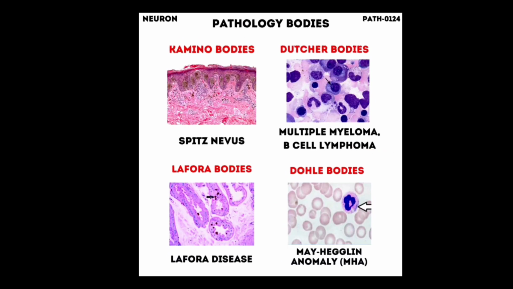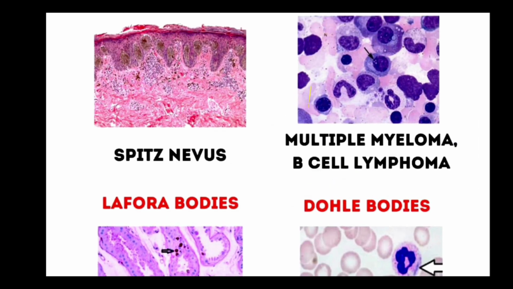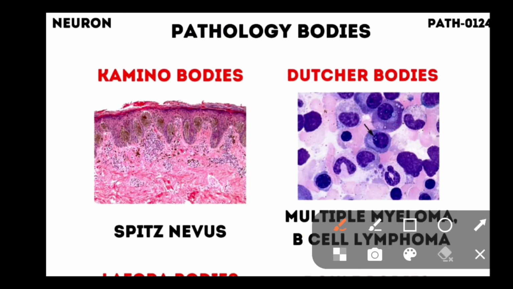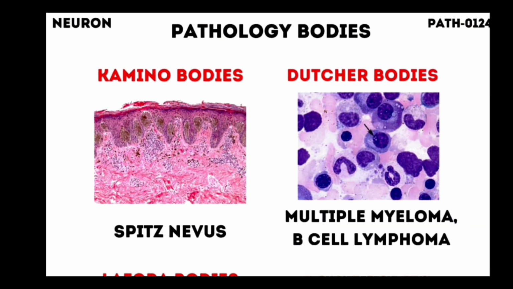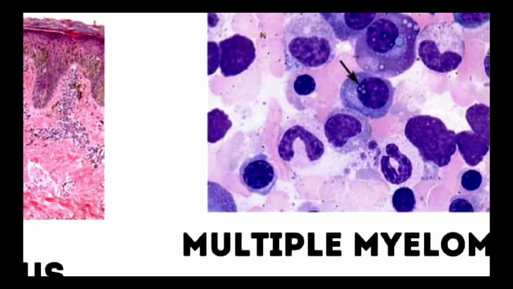Next, Camino bodies are seen in Spitz nevus. Ducher bodies are seen in multiple myeloma and B cell lymphoma. The arrow marks show the Ducher bodies, which are seen in multiple myeloma and B cell lymphoma.